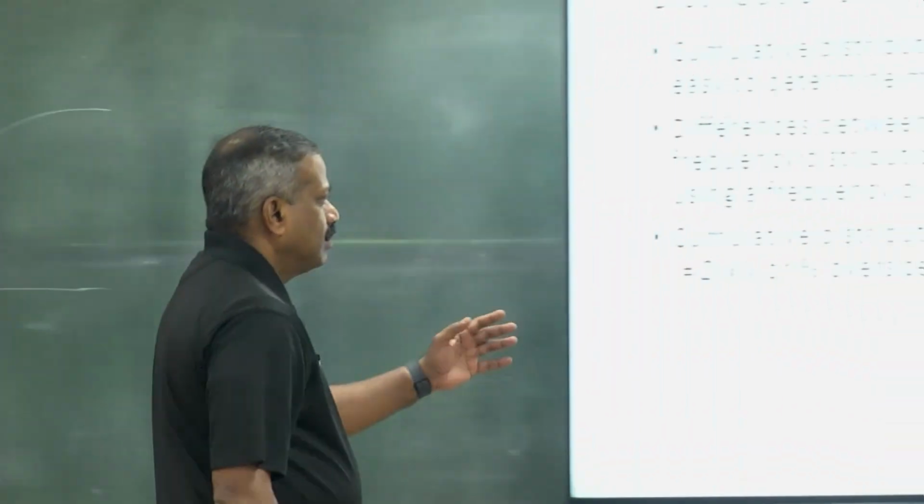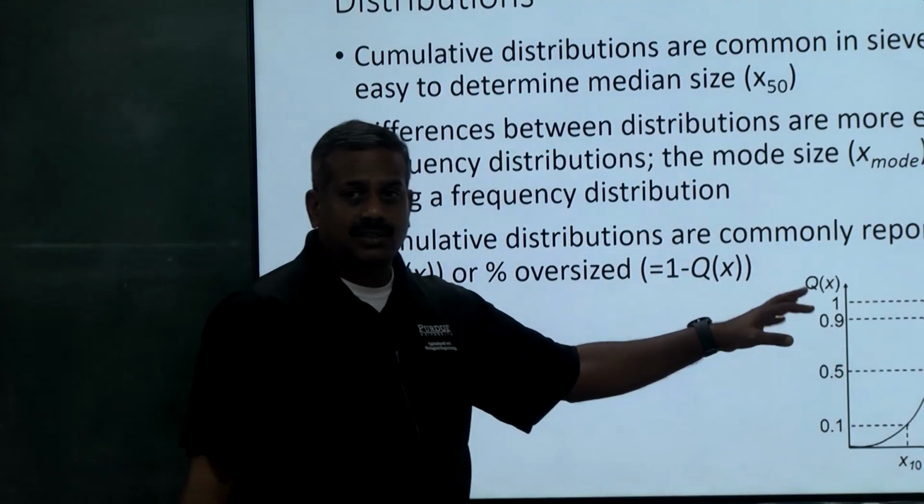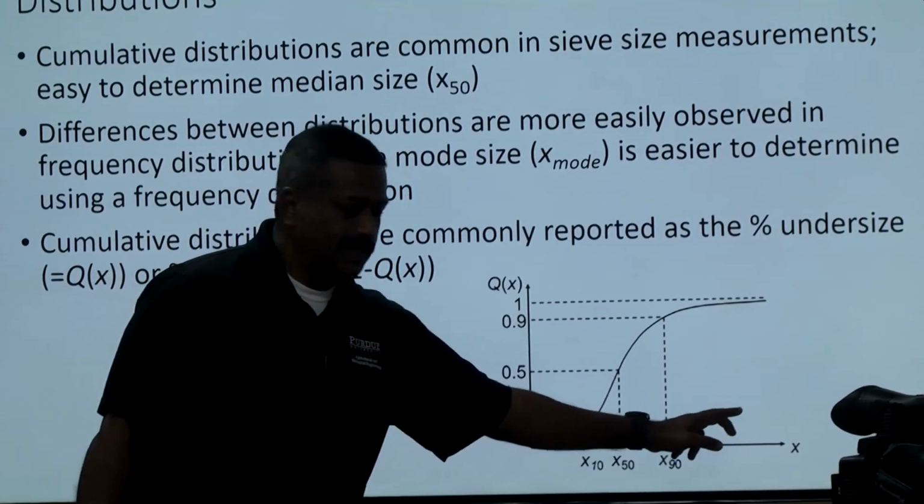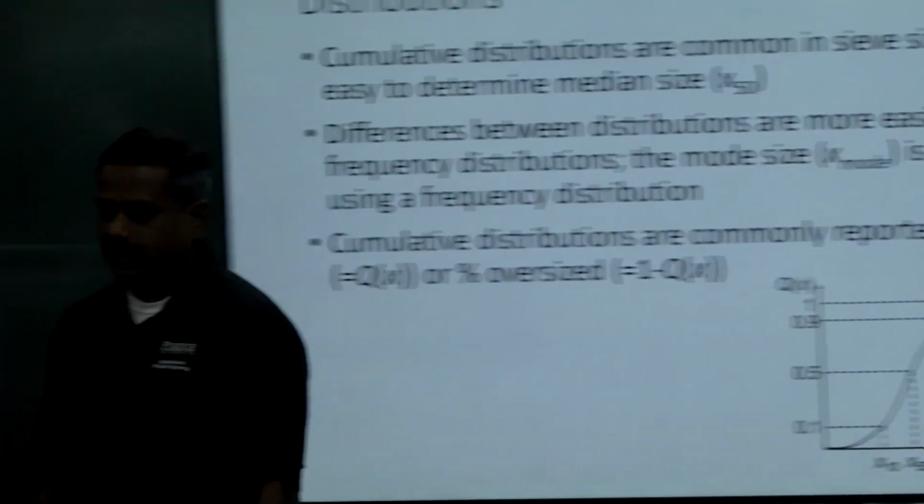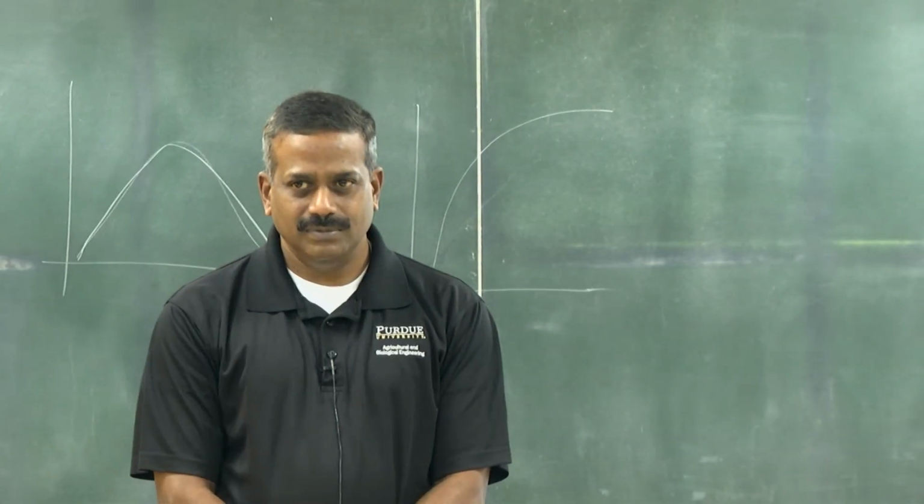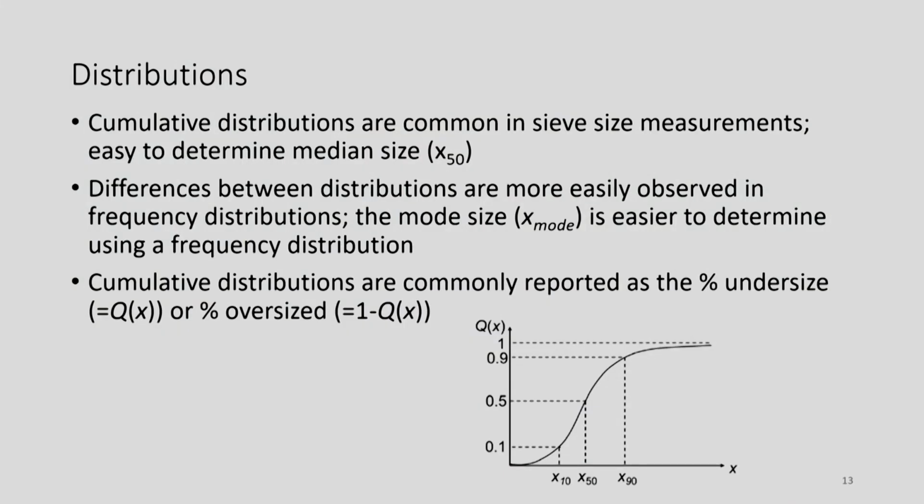Again, you can plot either undersized or oversized. Oversized is 1 minus q, where q is the total particles. Then the graph will look almost like the reverse of the undersized, okay? You all know that, right? Don't know? You know or don't know? You know, okay. Any questions? Okay.